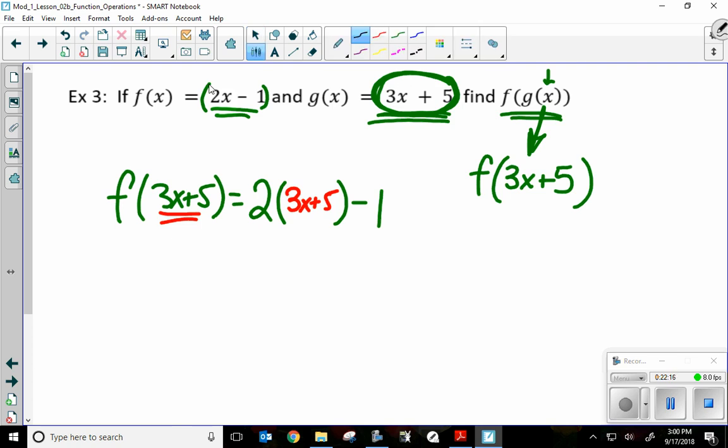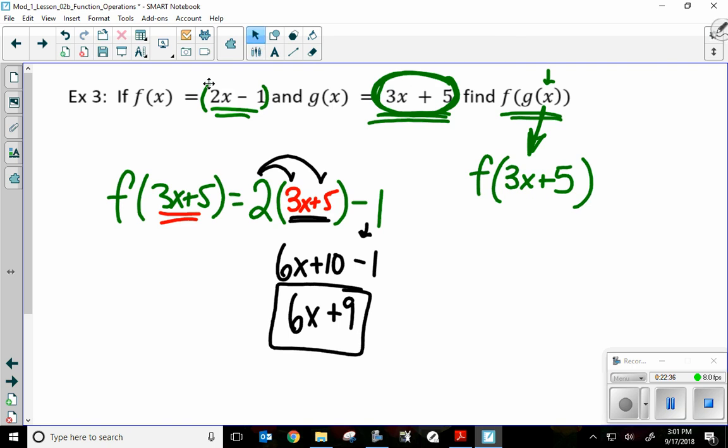PEMDAS. Parentheses. I can't combine this. I got to leave it like that. No exponents. Next is multiplication or division. Distributing is multiplication. 6x plus 10. Don't forget, minus my 1. That's 6x plus 9. Now you know what you're doing.